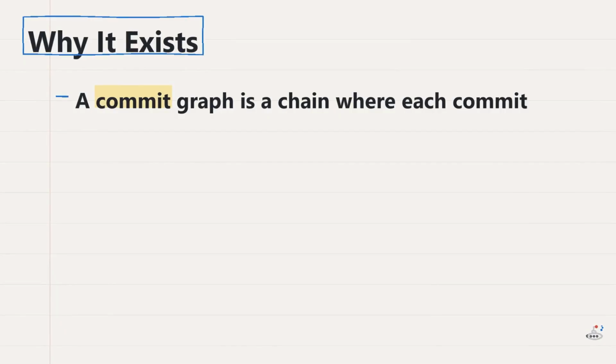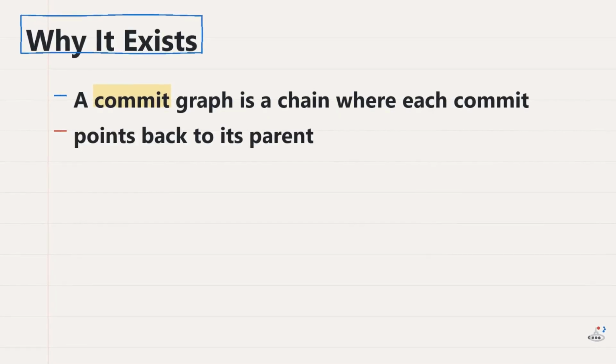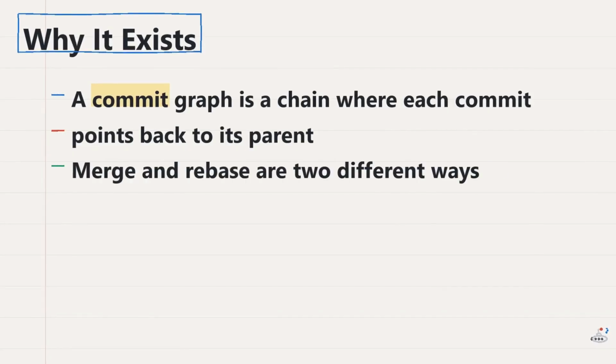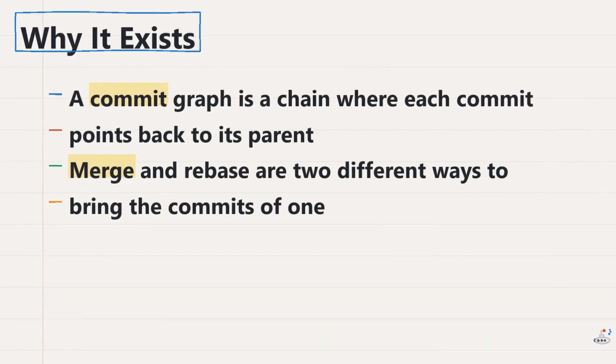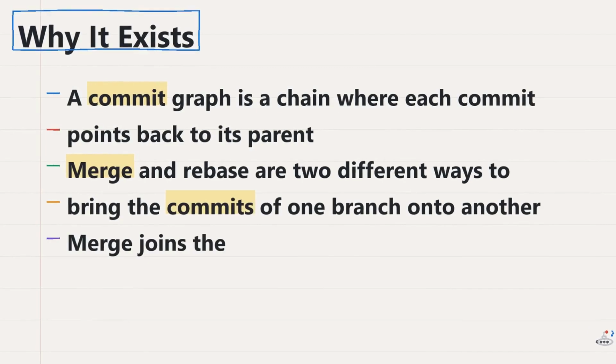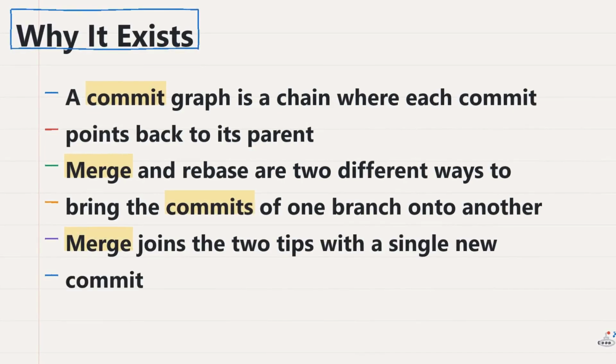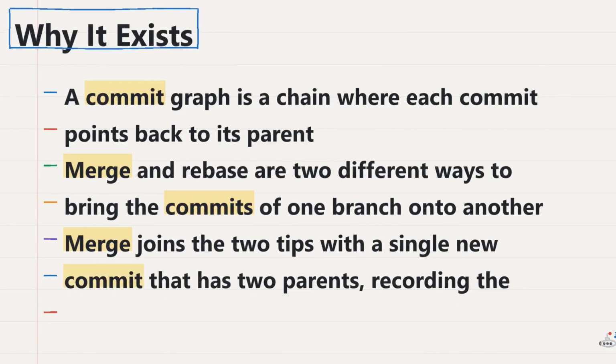A commit graph is a chain where each commit points back to its parent. Merge and rebase are two different ways to bring the commits of one branch onto another. Merge joins the two tips with a single new commit that has two parents, recording the real divergence. Rebase abandons your original commits and creates brand new copies replayed on top of the target, producing a straight line.